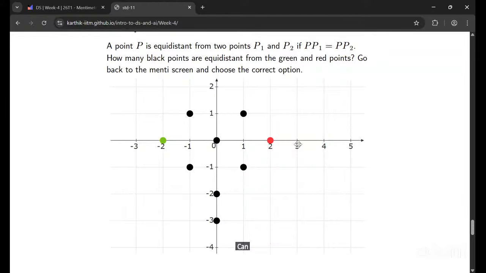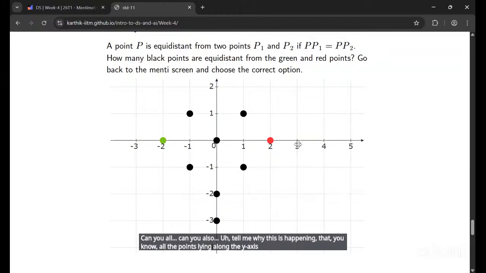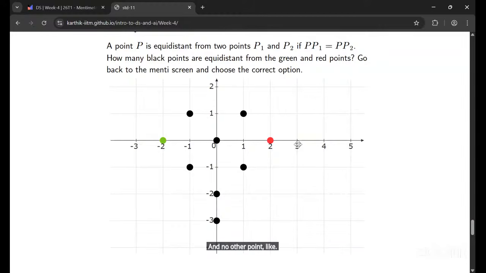Can you also tell me why this is happening, that all the points lying along the y-axis are equidistant and no other point, like we have 1, 1, and points like that, those are not equidistant? Because the entire y-axis is equidistant from those 2 points. And what is the term for that, which I guess one of your peers just used? Midpoint. Not the midpoint, but something in the context of clustering theory. Ma'am, is it cluster boundary?